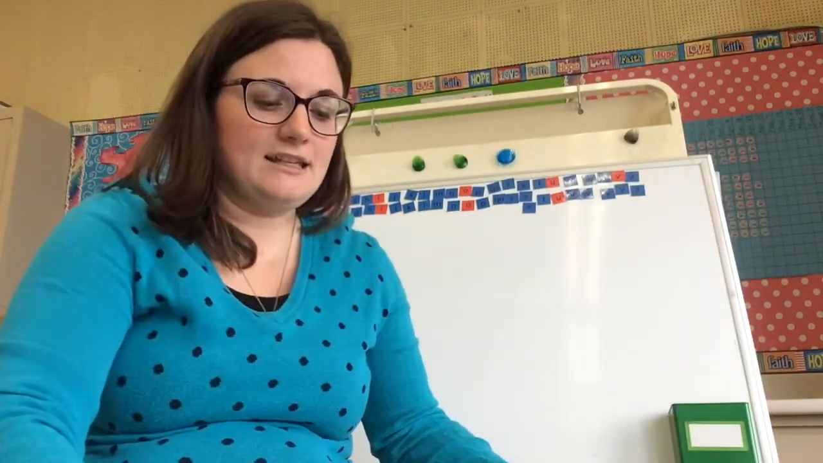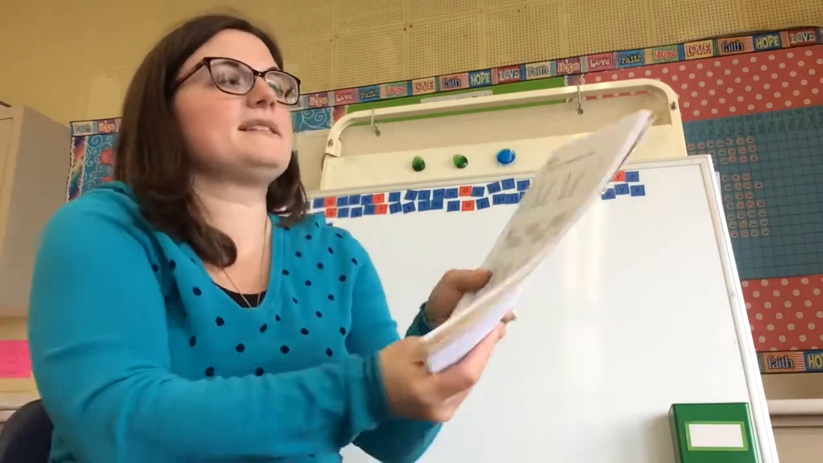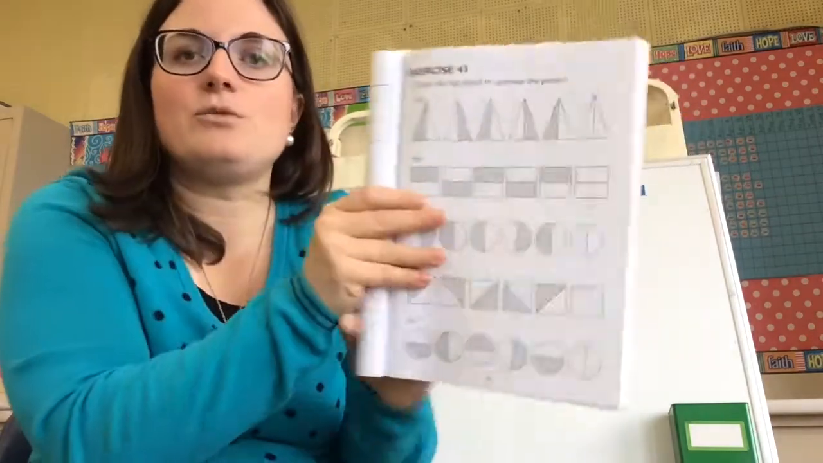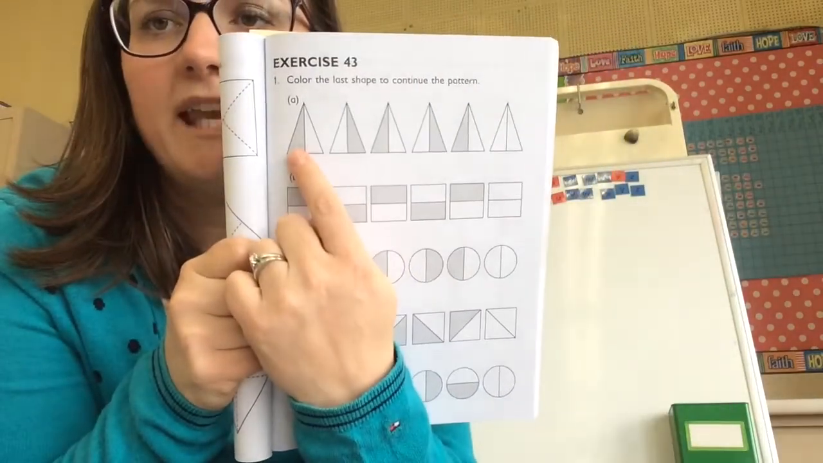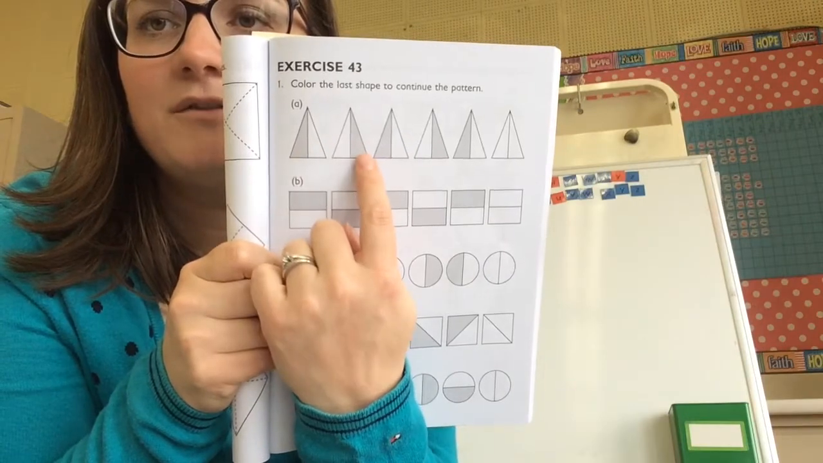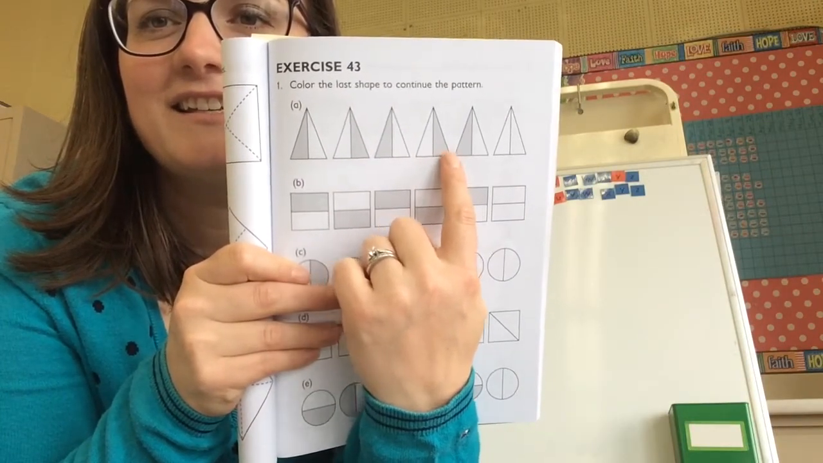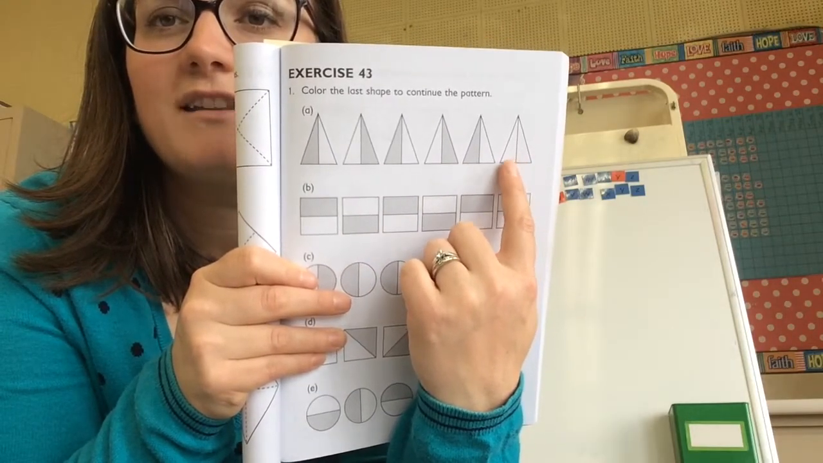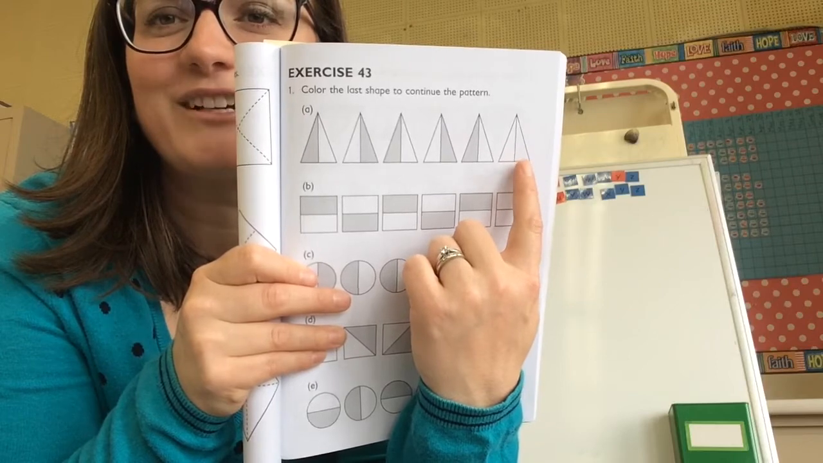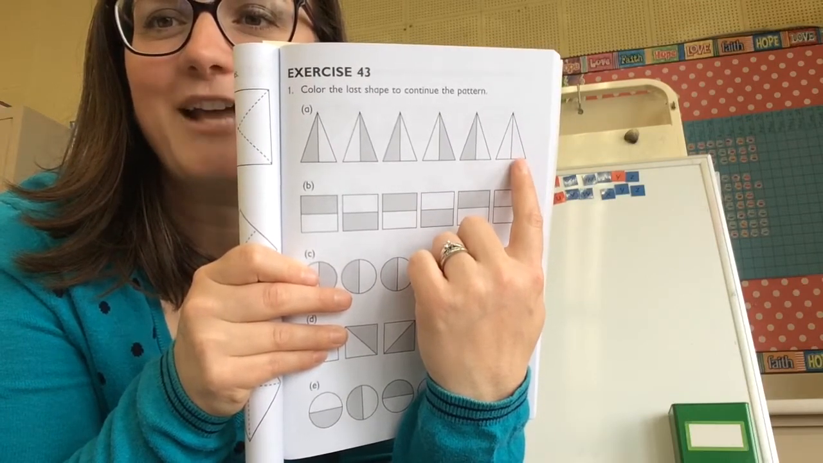The last thing that you're going to do is exercise 43, where we're going to use our shapes and do a pattern with them. So if you look at the top one here, we have this side and then we do this side. Then we go back to the first side, the second side, the first side of the triangle, and I want you to color in which side of the triangle comes next in our pattern. Okay, and I hope you picked the last piece. That would finish off our pattern.